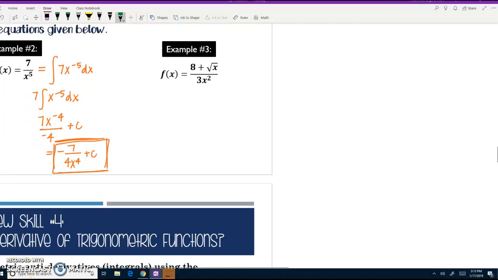All right, you guys, we're going to pick back up with that third example on the slide where we were rewriting our expressions and then integrating. So here, I'm going to integrate 8 plus root x over 3x squared. But I want to go ahead and break up this expression first. The expressions in the numerator, 8 and root x, are both over 3x squared. So what that means is I can split them up to look like this. And then I can go ahead and do my rewriting.